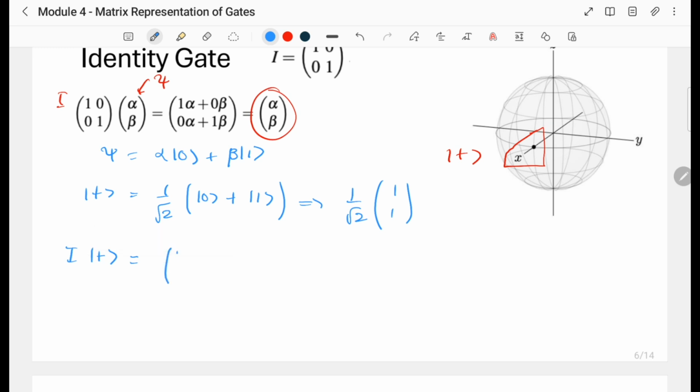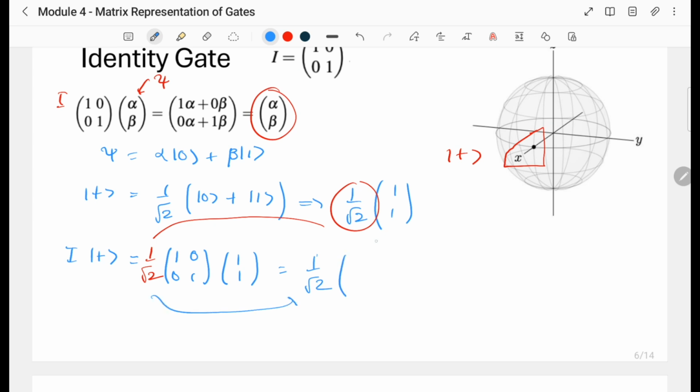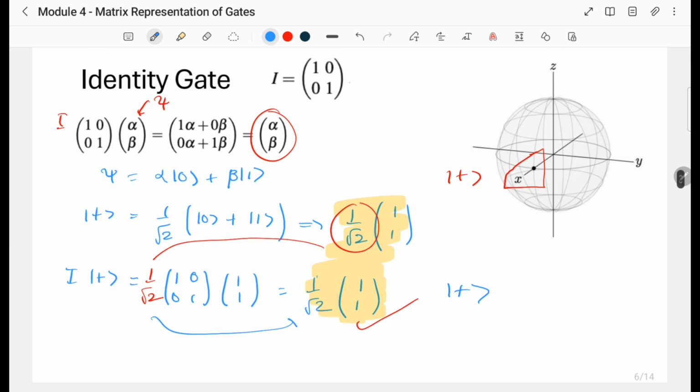Now let's try to apply the identity gate on this state plus. We take our identity gate 1 0 0 1 and 1 1, and we apply this thing. Because it's a constant, we can simply bring it out here, and when we apply it, we get 1 by root 2 that follows from here, and we get 1 1. So we indeed see that this thing remains exactly the same. So we get our plus state back as it is.